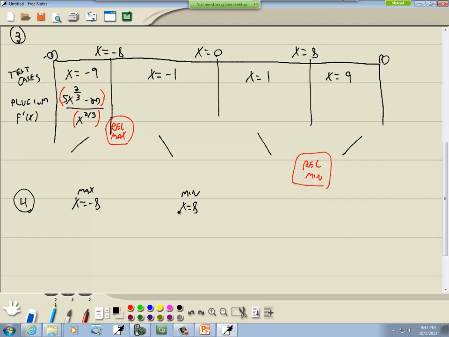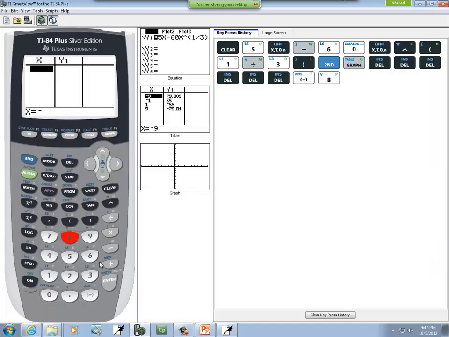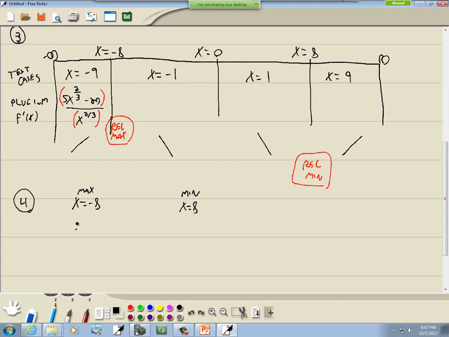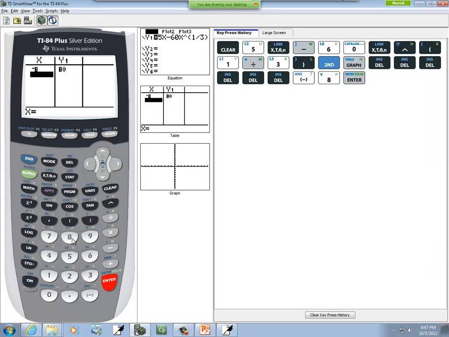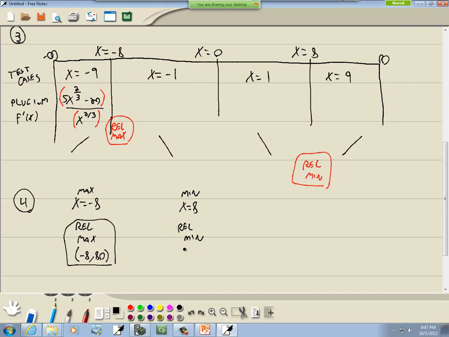And we said we have a max at -8. So let me put in -8 and push enter. Then we get 80. So our first answer is relative max at -8, 80. Let me come over here and put 8 in. So I do 8, enter, and we get -80. So relative min at 8 and -80. And those are our two answers.